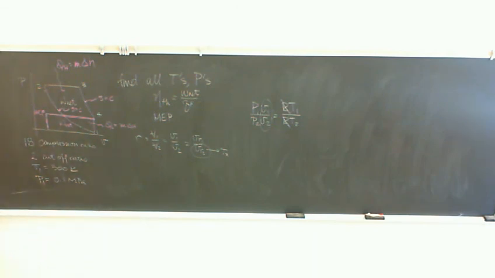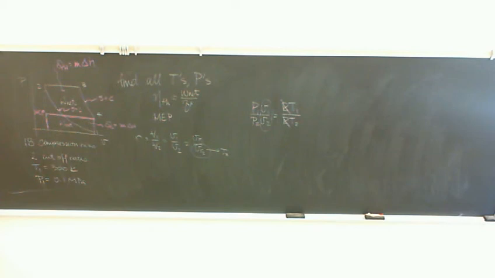Right? So T2 over T3 is going to be equal to the cutoff ratio? Well, T2 over T3 is going to equal V2 over V3, which is the cutoff ratio. Well, V3 over V2 is the cutoff ratio. Whoops, it's not right. And I have to have everything T4.